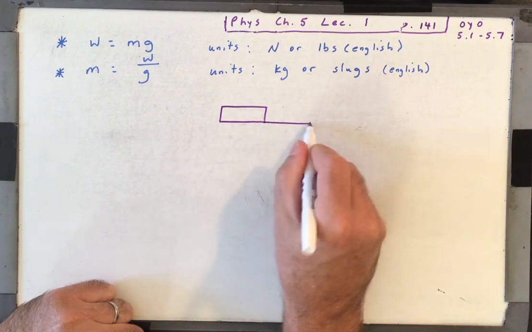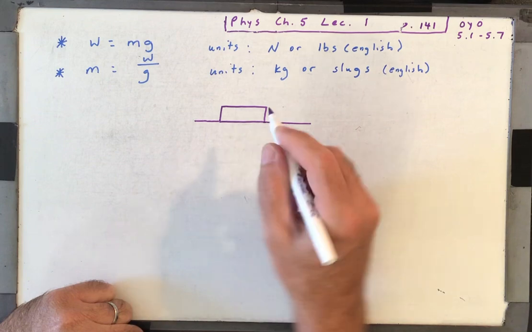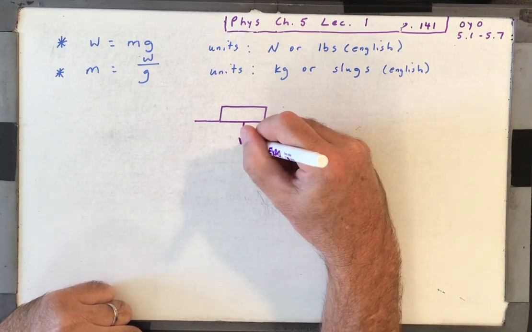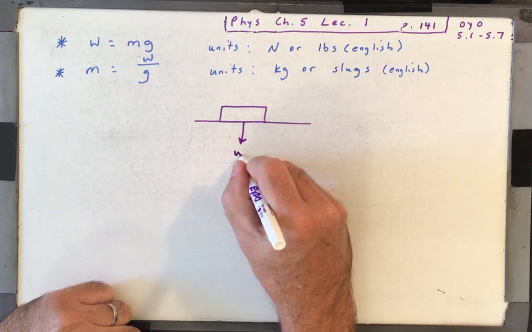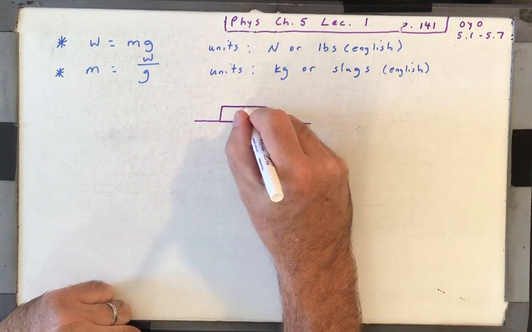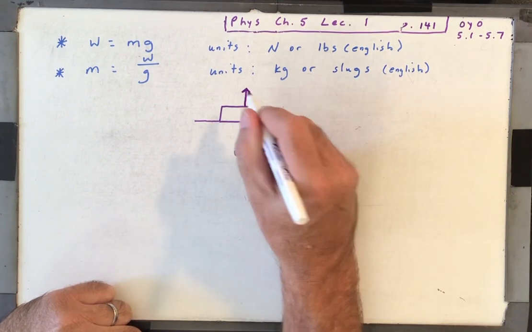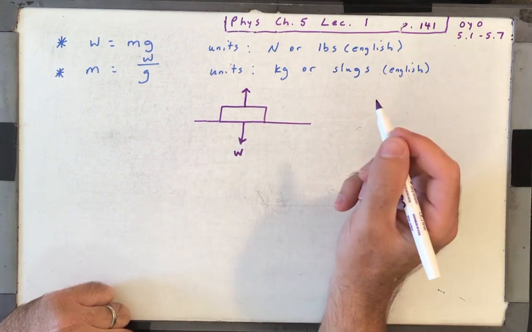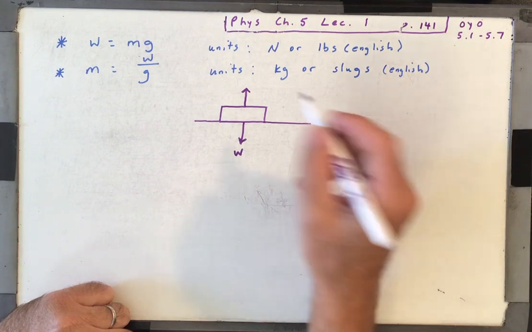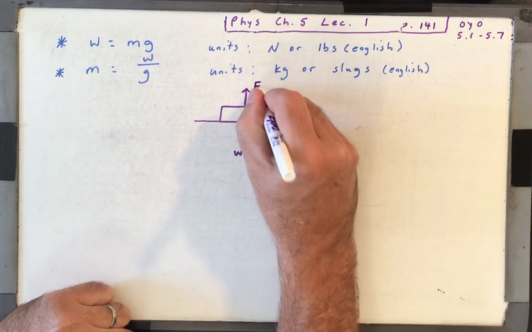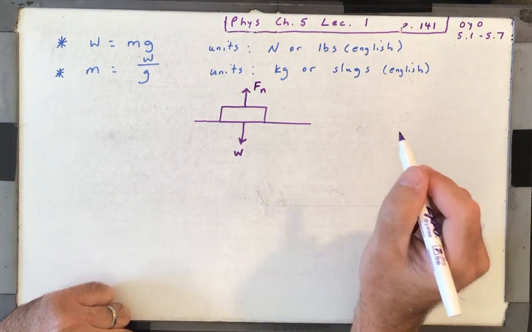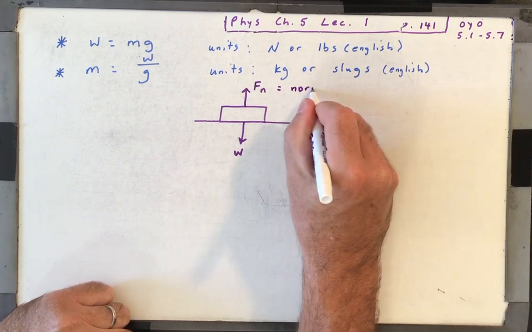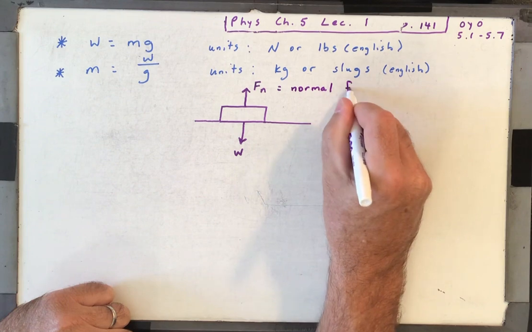And the box is on the ground here. The weight of the box, if it's not on an angle, acts straight down. That's the weight. The normal force acts opposite. All right. So perpendicular to the surface of contact. We call the normal force F sub n. Now normal force is what we use to calculate friction.